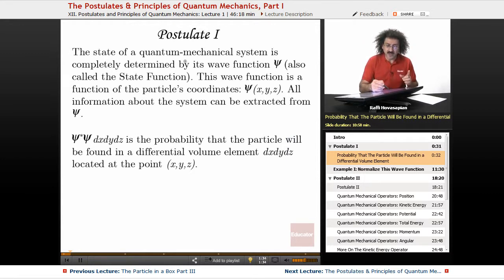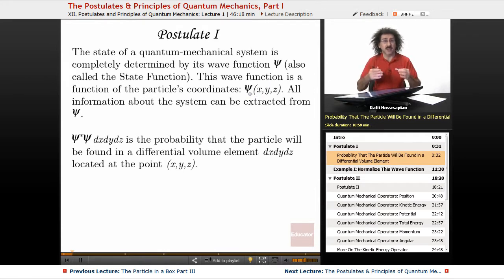The state of a quantum mechanical system is completely determined by its wave function, also called the state function. Just like PV = nRT, we call it an equation of state. So Psi is the wave function, and it tells us what state the quantum mechanical system happens to be in. This wave function is a function of the particle's coordinates.